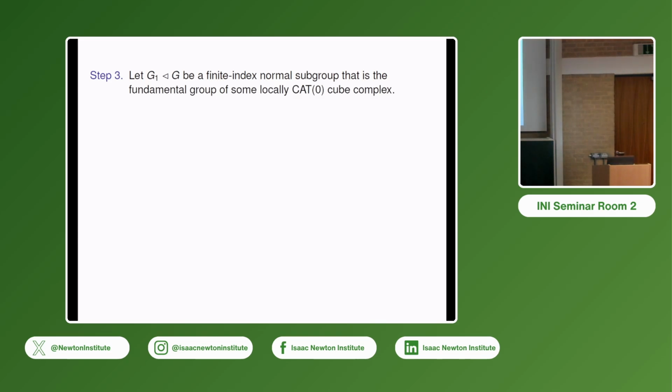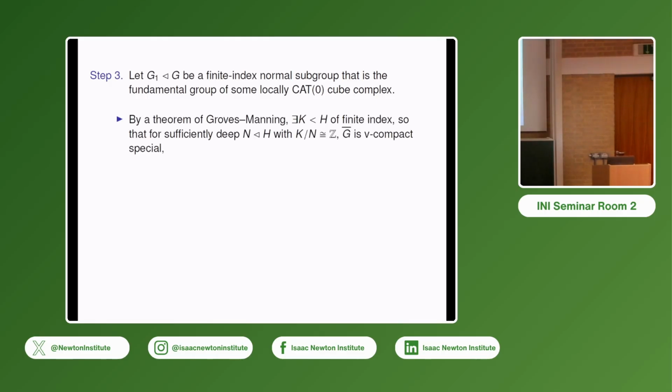So what is the final step? The final step is, okay, we're getting close, but are we close enough? So step 3, we know that we have a virtually compact special group. So a virtually compact cubical group, we take G1, which is finite index. By a theorem of Groves and Manning, if we assume that also K mod N is isomorphic to Z, let's make that assumption, then G bar is virtually compact special.